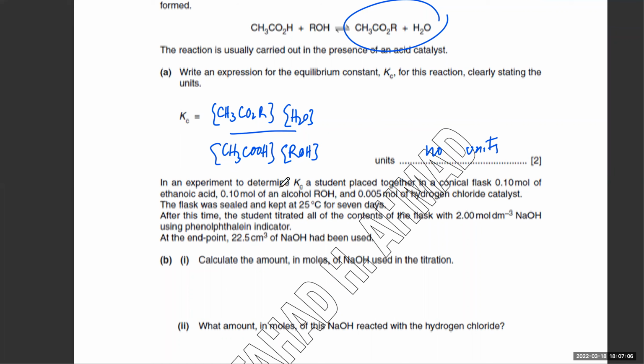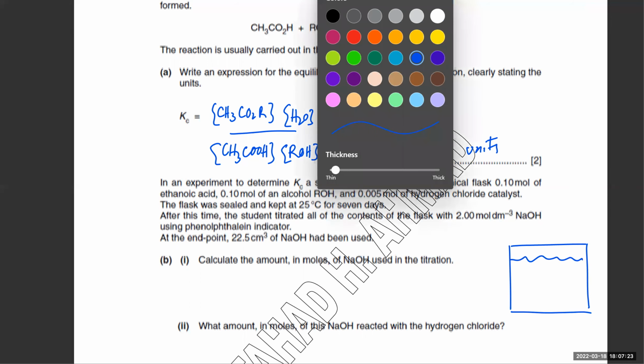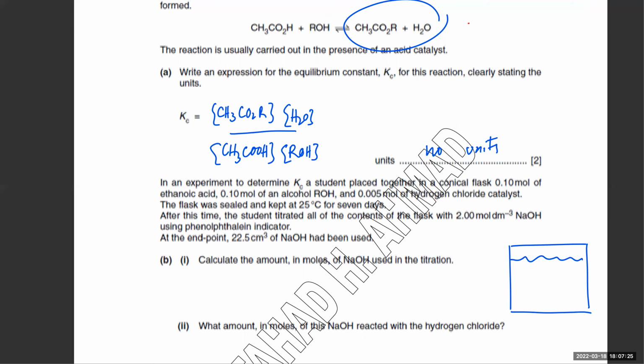So he does an experiment to determine Kc. A student places together in a conical flask 0.1 mole of ethanoic acid and 0.1 mole of an alcohol. So let's say ये हमारा ना वो beaker या conical flask है, ठीक है, whatever this is. Now what he's doing is, he's placing together 0.1 moles of ethanoic acid. So इसमें उसने डाला 0.1 moles ethanoic acid, बल्कि साइड पे लिख लेते हैं.